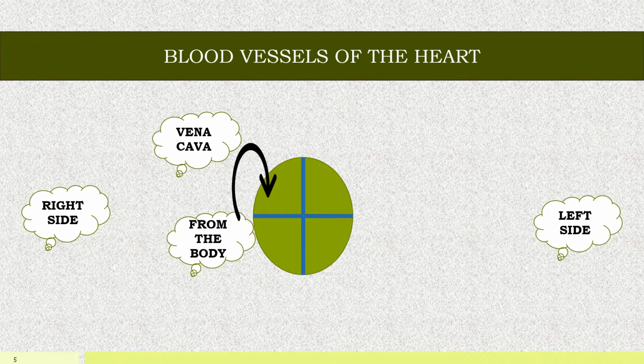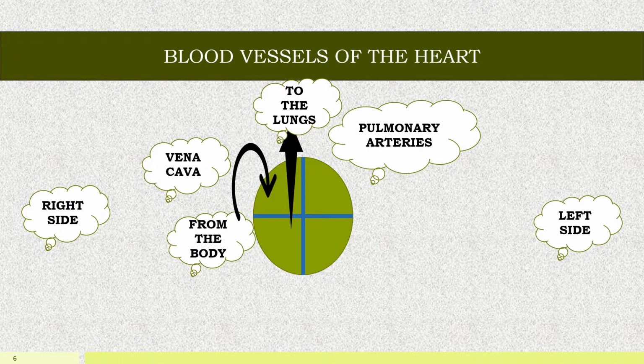So this vessel carries blood from the cells. It can be in the upper part of the body or lower part of the body. This vessel is called the Vena Cava. So it will contain deoxygenated blood. So we know now that Vena Cava is from the cells of all parts of the body to the heart.